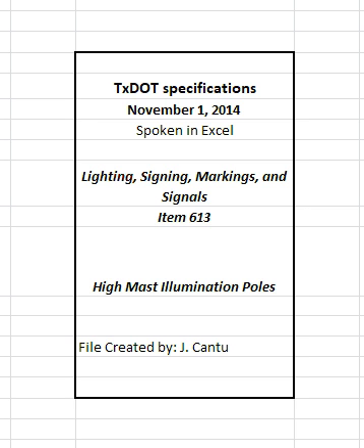4. Measurement. This item will be measured as each high-mast illumination pole installed. 5. Payment. The work performed and materials furnished in accordance with this item and measured as provided under measurement will be paid for at the unit price bid for high-mast illumination poles of the wind design and height specified.